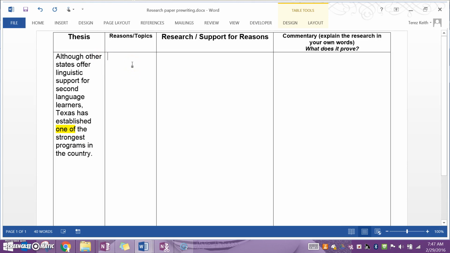Alright, now on to my reasons or topics, and I'm taking these right from my index cards. The first category I chose to research was the laws. The second was the experiences of Texas ELLs, and ELL is English Language Learner. And my third topic was to research the experiences of ELLs outside of Texas.